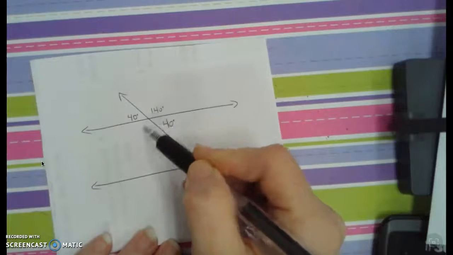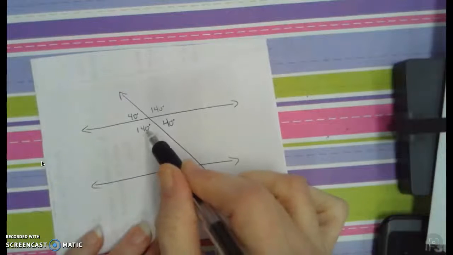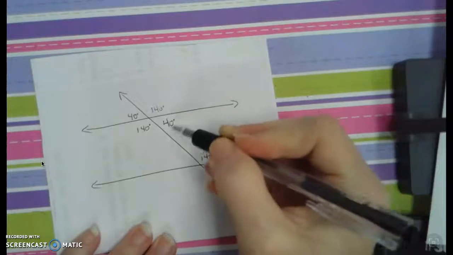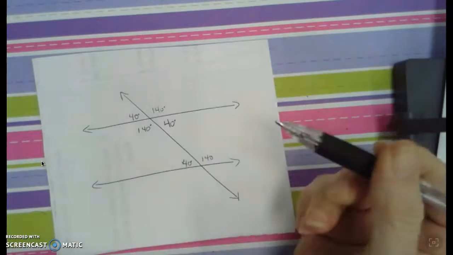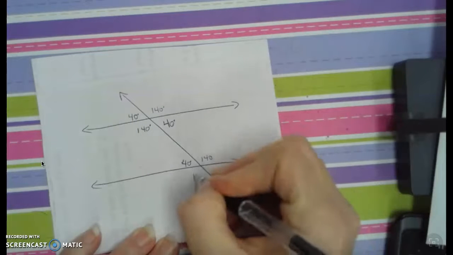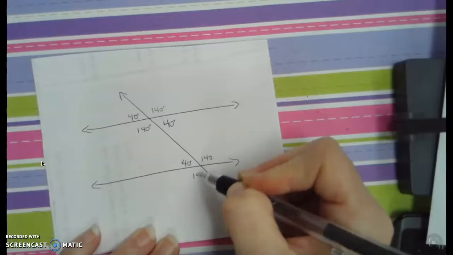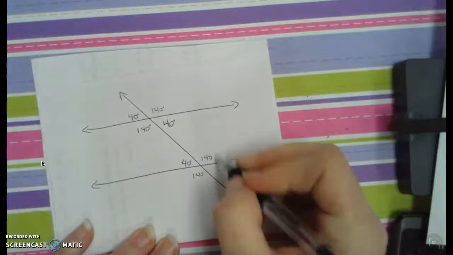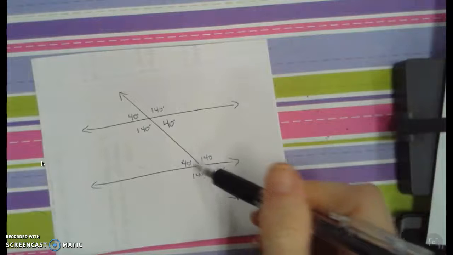These two are vertical, so this is 140. Now remember, alternate interior means jump across and stay on the inside. Alternate interior. And then alternate interior again. Jump across and stay on the inside. Then we have alternate exterior. So you're on the outside and you stay on the outside and jump across. So here's 140. And you can also think about 140. These 140s are vertical. So we got lots going on here. And alternate exterior, jump across and stay on the outside. So that's how we do alternate exterior, alternate interior, and then we have vertical.